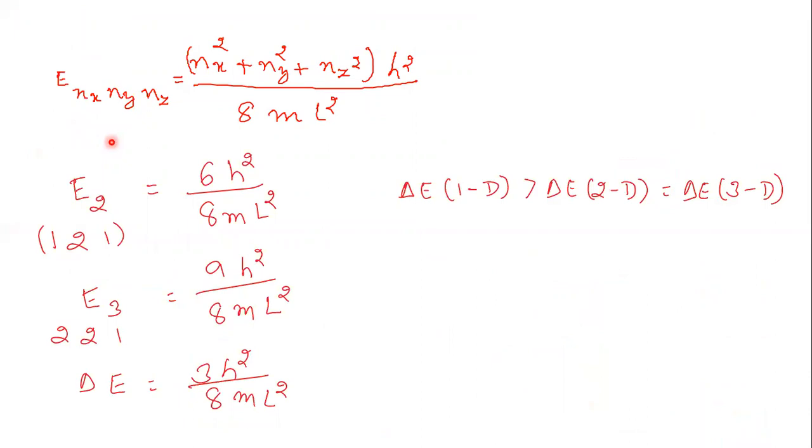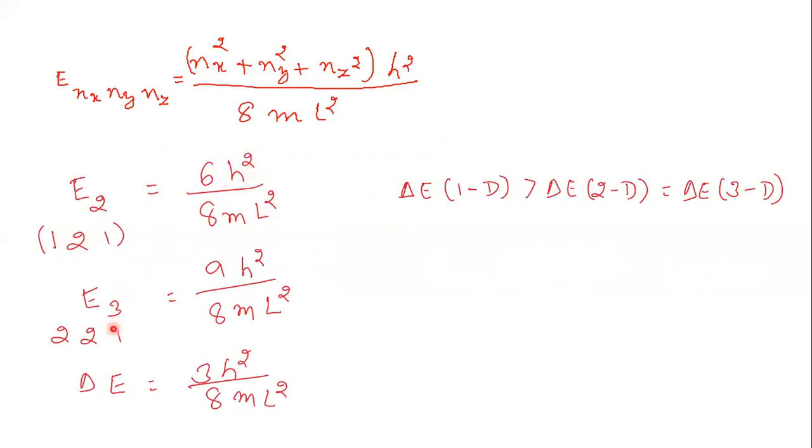E2 here is the first excited state. E3 is the second excited state. The first excited state is described by the quantum numbers 1, 2, 1, or it can be 1, 1, 2. Any one set you can take and calculate the energy here.